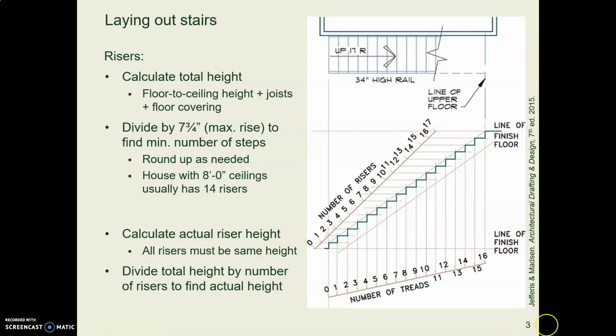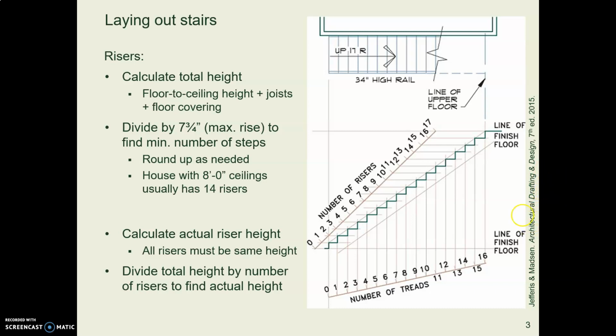Now, if you're designing this thing yourself, you want to figure out how many risers and how high they can be. So here's what you do. It's calculator time. You know what the total rise is. You know where your first floor is. You know where your second floor is. There's your total rise. And you know that the building code tells you you cannot have risers any steeper than 7 3/4. If they're higher than that, you're violating the code.